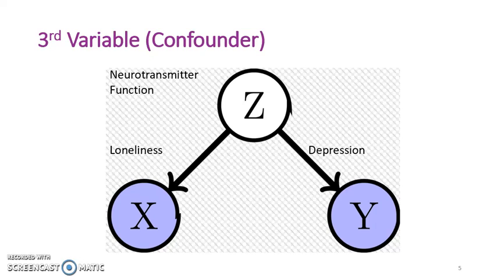Another example would be that neurotransmitter functions cause both feelings of depression and feelings of loneliness. The neurotransmitter function is Z, the third variable or confounder. X is loneliness, and Y is depression.